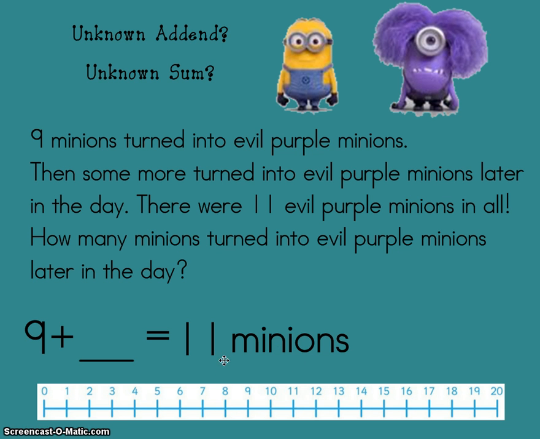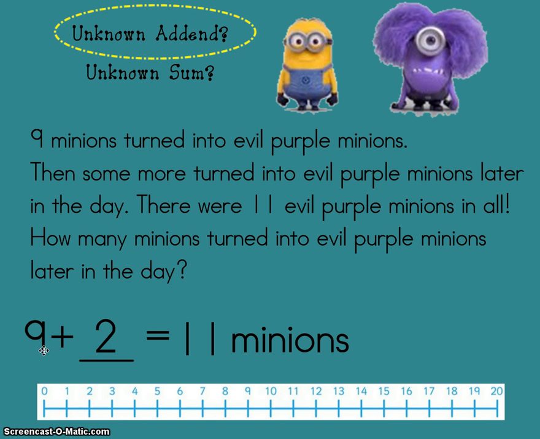So do I need to figure out the sum or the unknown addend? You got it. We need to figure out the unknown addend. They already gave me my sum. The sum is 11. Alright, I'm going to use my handy number line again. I'm going to start on 9 because that's the addend that they give me, and I'm going to see how many hops it takes to get to 11, which is my sum. 1, 2. It took 2 hops to get to 11, so my unknown addend must be 2.